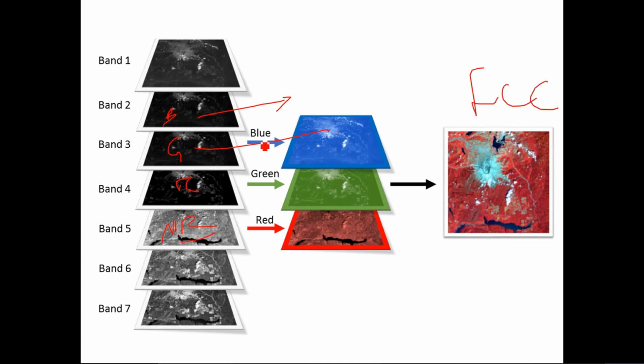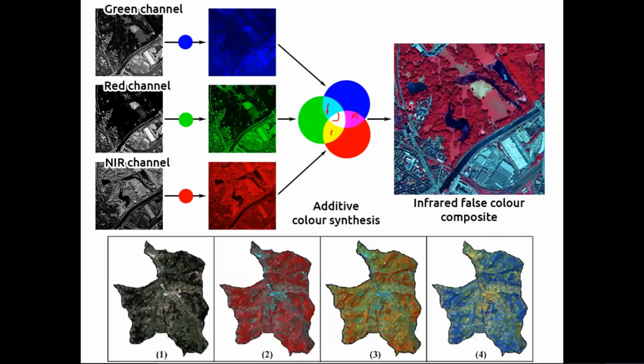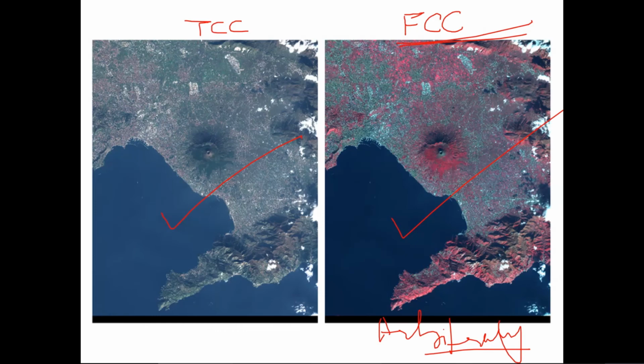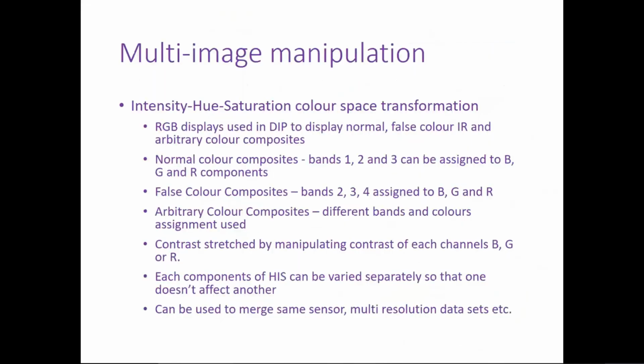So if you assign any different color to any particular one of these bands, you can generate an arbitrary color composite. Then you can fiddle with the intensity, hue and saturation of these various colors, and you can enhance various image features. So this can be used to merge data from the same sensor or multi-resolution data, and different data sets also you can merge. Maybe this is one single image from Landsat. Maybe I can merge it with another image for the same area. That is called intensity, hue, saturation color space transformation. Is it clear?